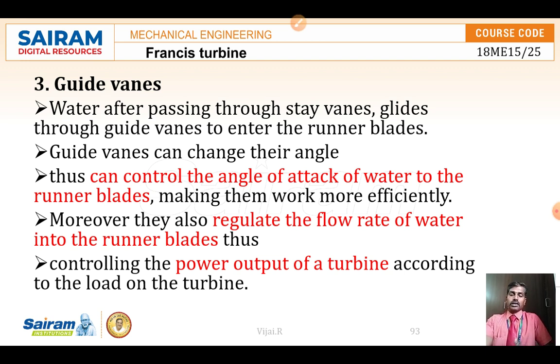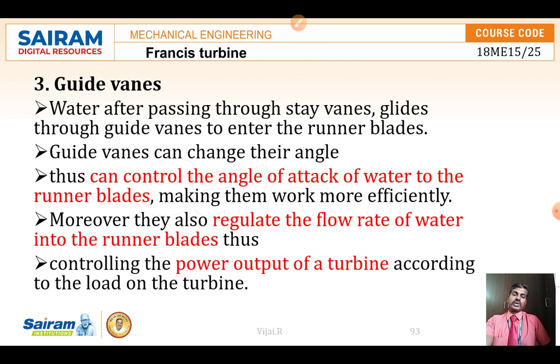Changing the angle is used to control or regulate the flow of water into the runner blades. So we can control the angle of attack when water is guided to the runner blade. The guide vanes decide what rate of flow and what direction the water has to flow. The angle can be adjusted, and the rate of flow is mainly used for how much water is required for rotating.